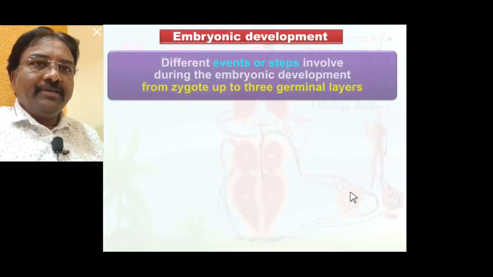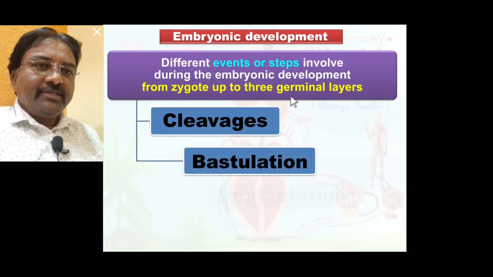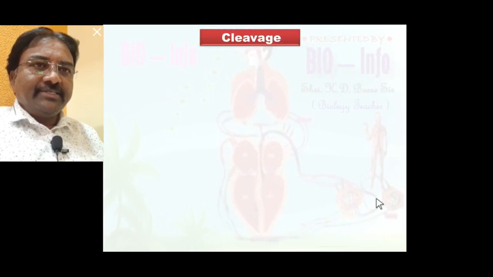During embryonic development, the different events or steps involved from zygote up to the 3 germinal layers are cleavages, blastulation, implantation and gastrulation. All these events take place during the formation of the 3 germinal layers from the zygote. In today's lecture we discuss in detail the process of cleavages, blastulation and implantation. So let us start. First one is cleavages.